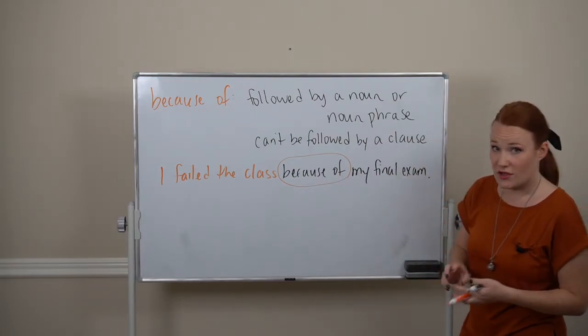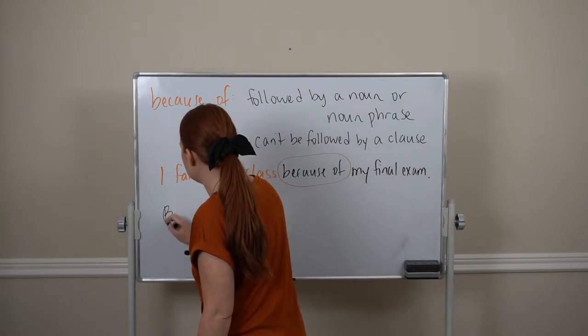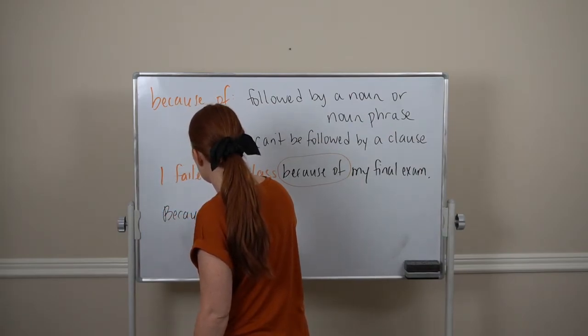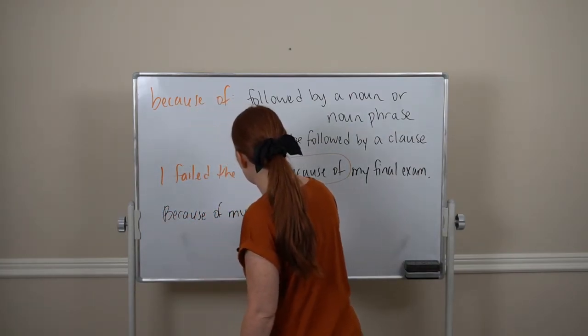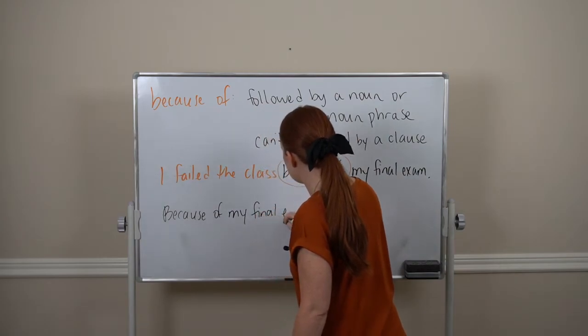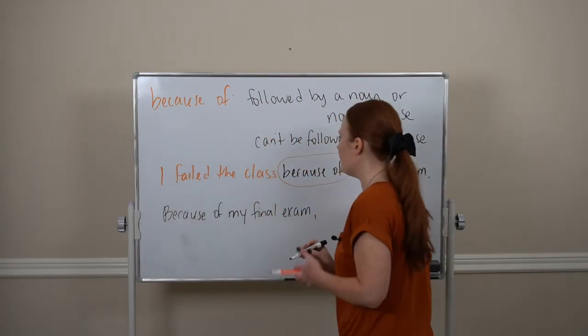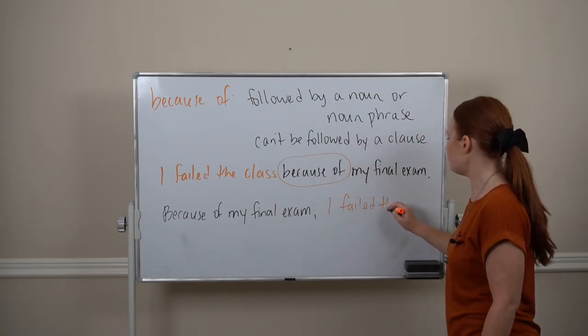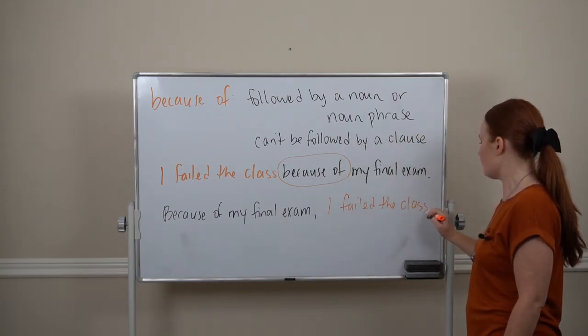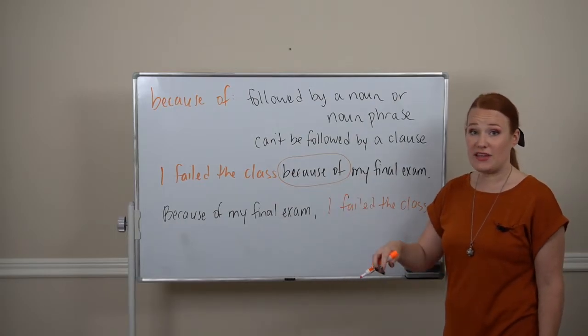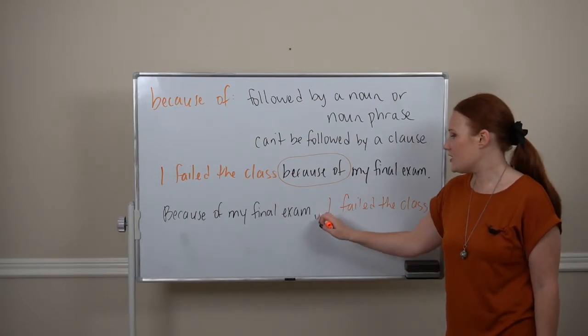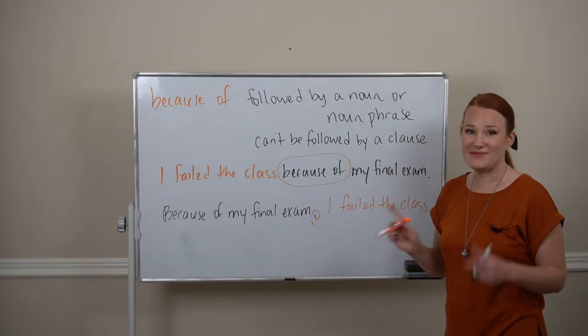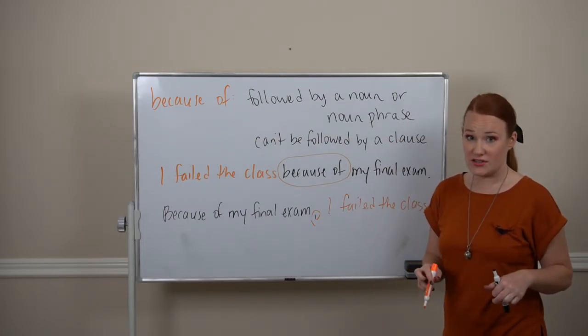Because of can also go at the beginning of the sentence. Because of my final exam, I failed the class. So again, when we put because of at the beginning of a sentence, we also need to add a comma, like our subordinating conjunction.